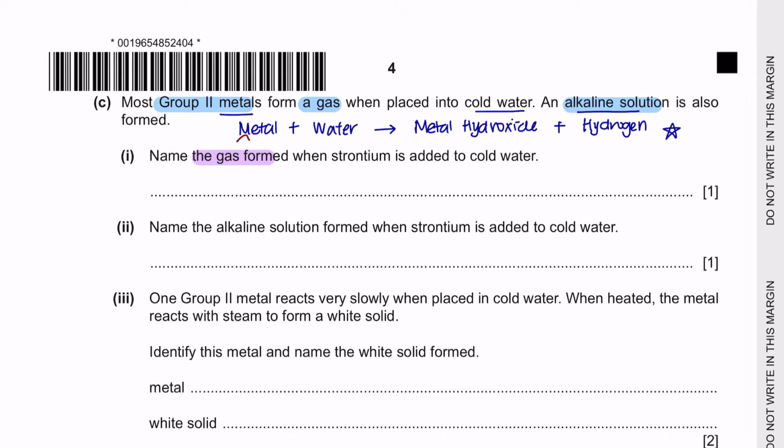So if the metal here is strontium, then it will form strontium hydroxide and hydrogen gas. Part 2. Name the alkaline solution formed when strontium is added to cold water. As mentioned previously, it will be strontium hydroxide.